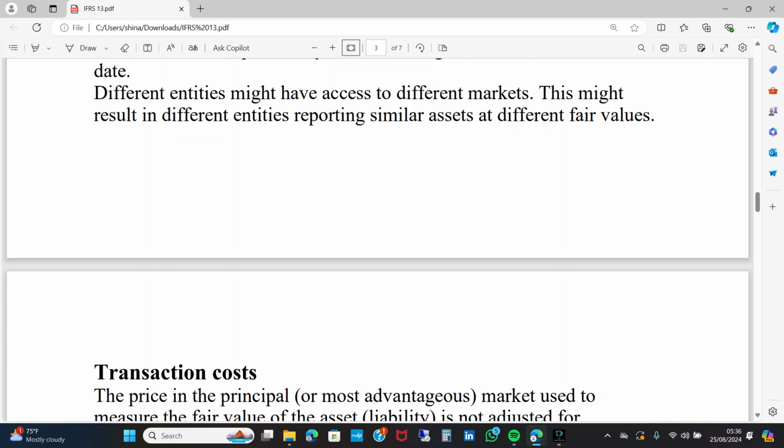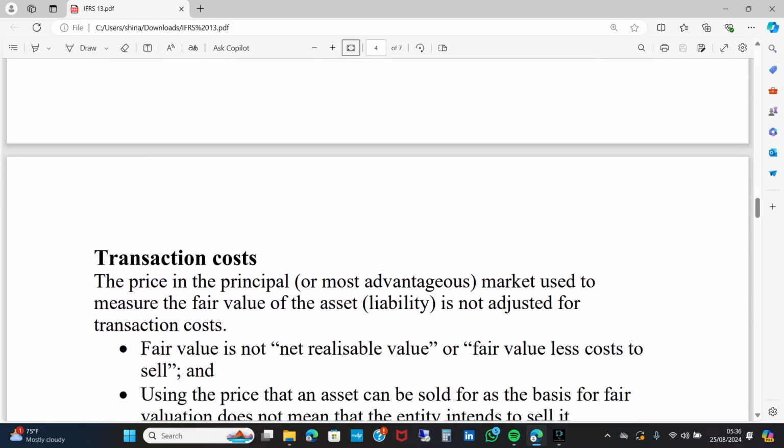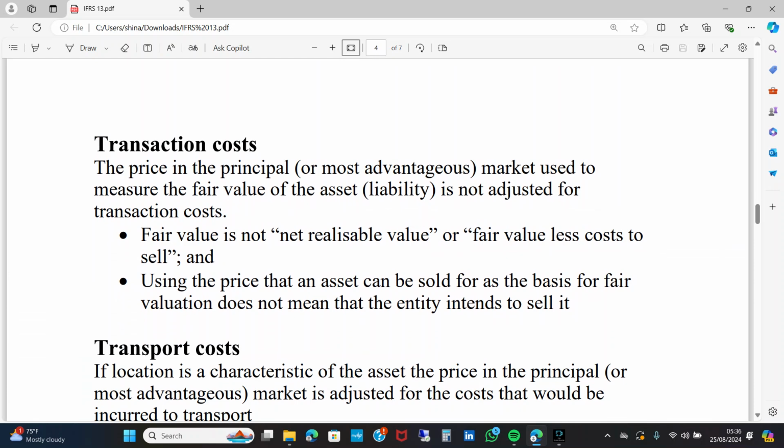I said we have what? Active market, principal market, and most advantageous market. Like I told you, these are very testable areas in the exam. The areas the examiners like testing students on their understanding of this basic concept under IFRS 13. Now, before we go to the board and solve computational questions on IFRS 13, let's look at one or two more.